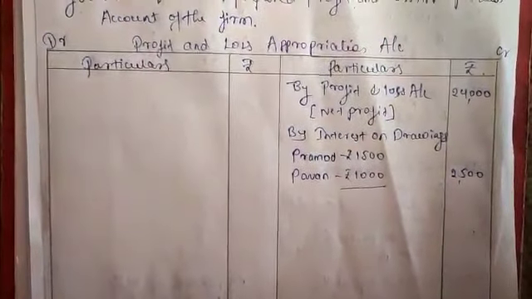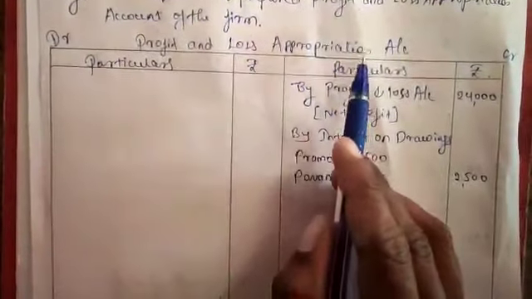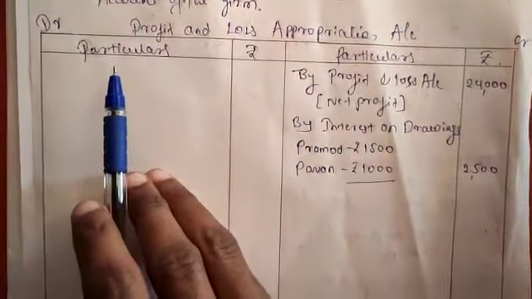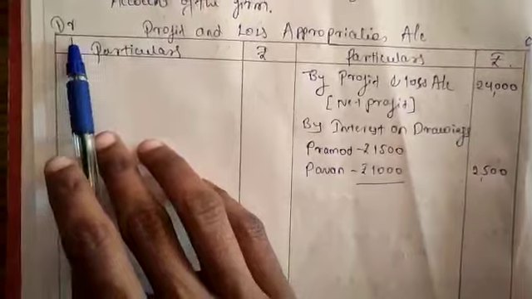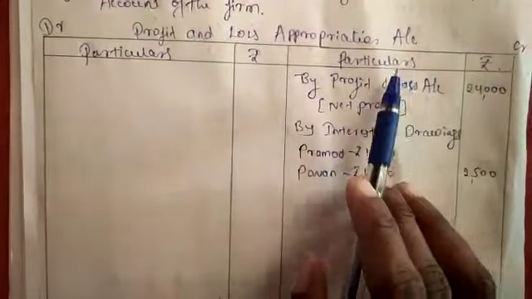So start the P&L appropriation account. How to prepare here? Write the account title, drop 4 columns and write the debit, credit corner, particulars, rupees, particulars, rupees.